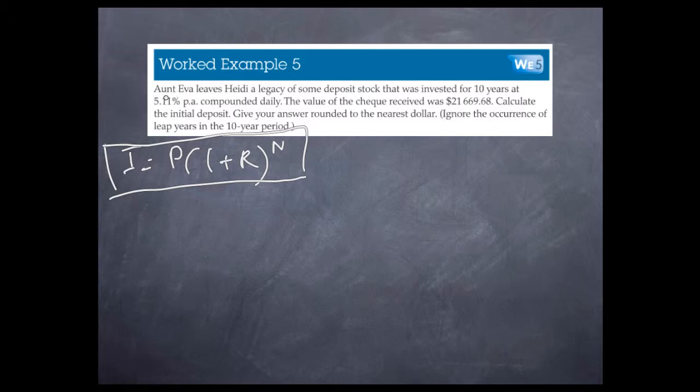Let's see. The rate is 5.11% per annum compounded daily. So to work out the rate, it would be 5.11 percent per annum. Since it is a percentage, you would divide by 100. But you also need to divide by 365 because it's compounded daily. So let's calculate that rate.